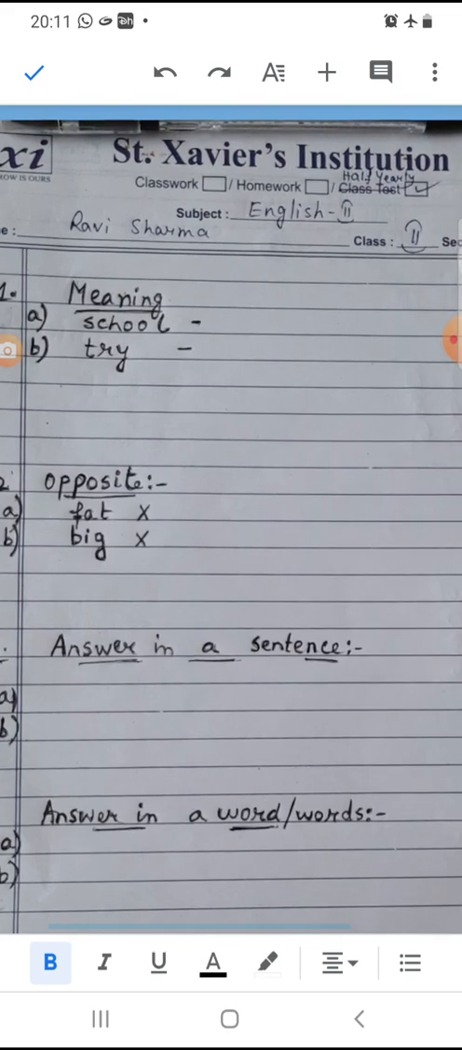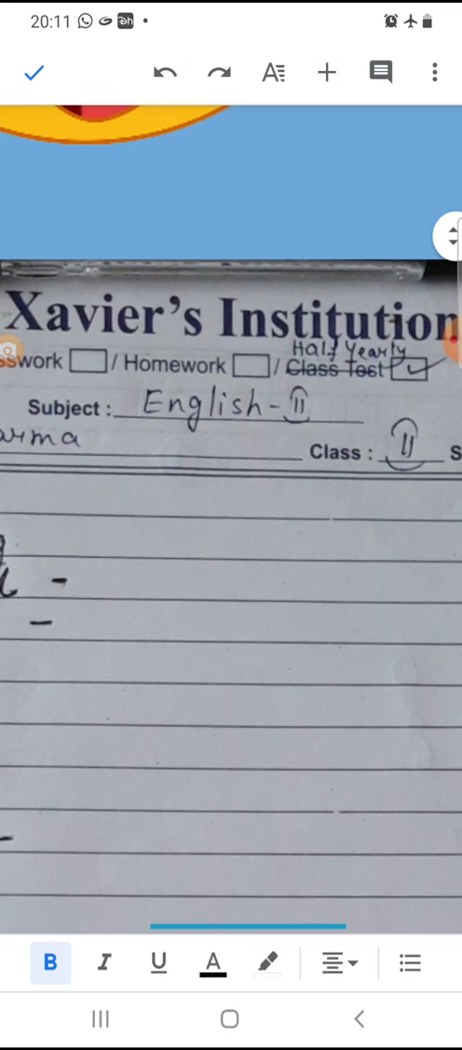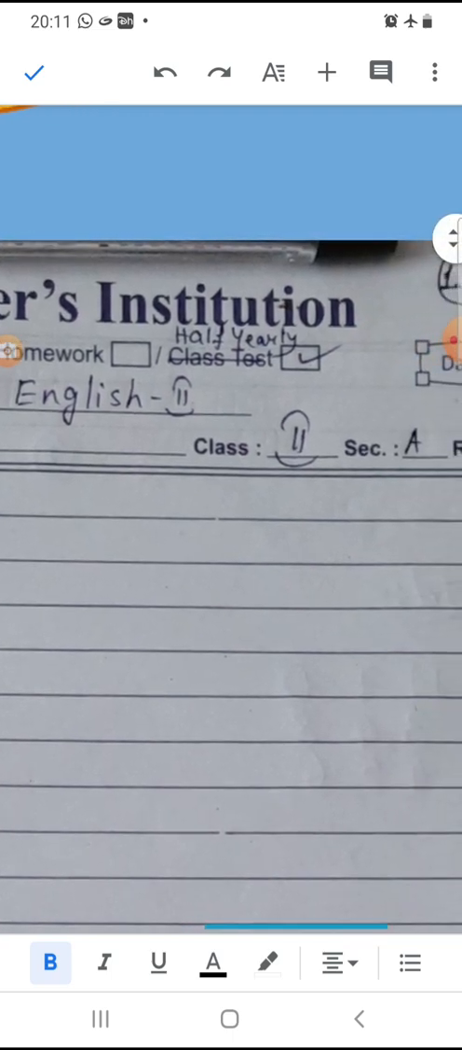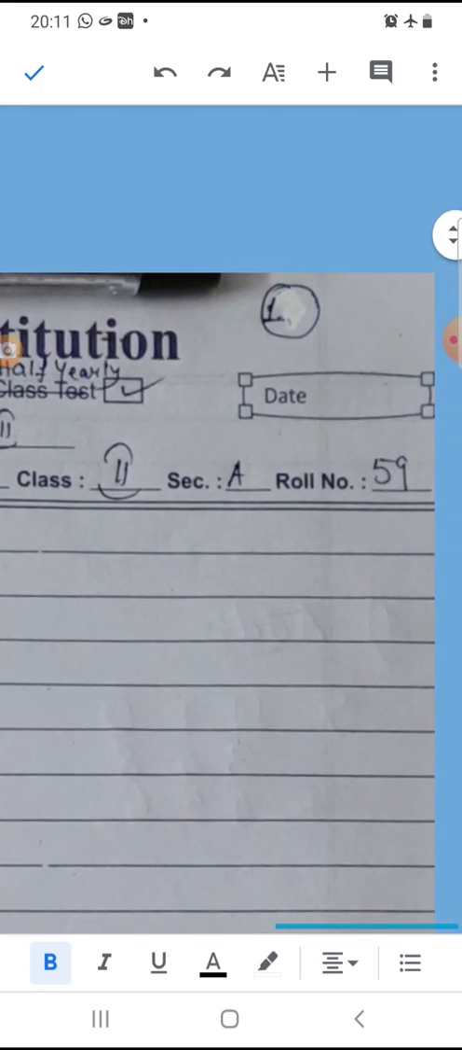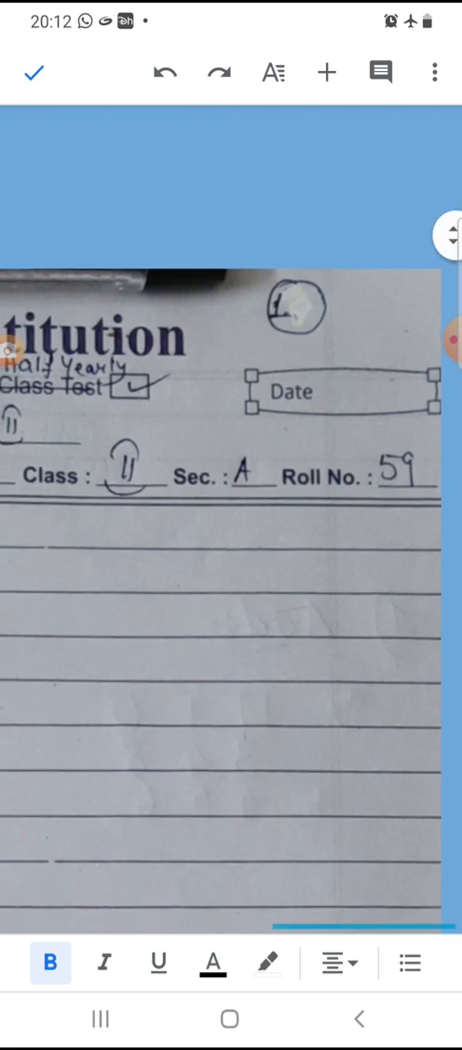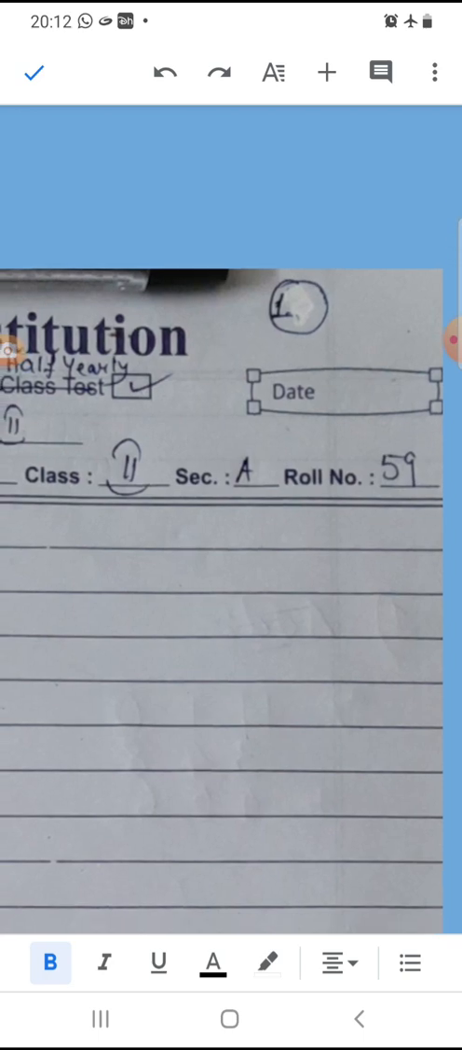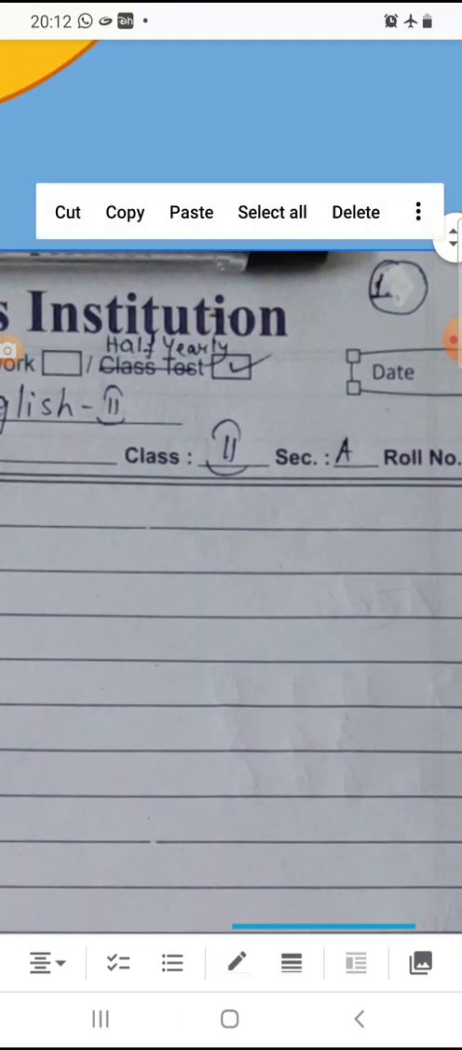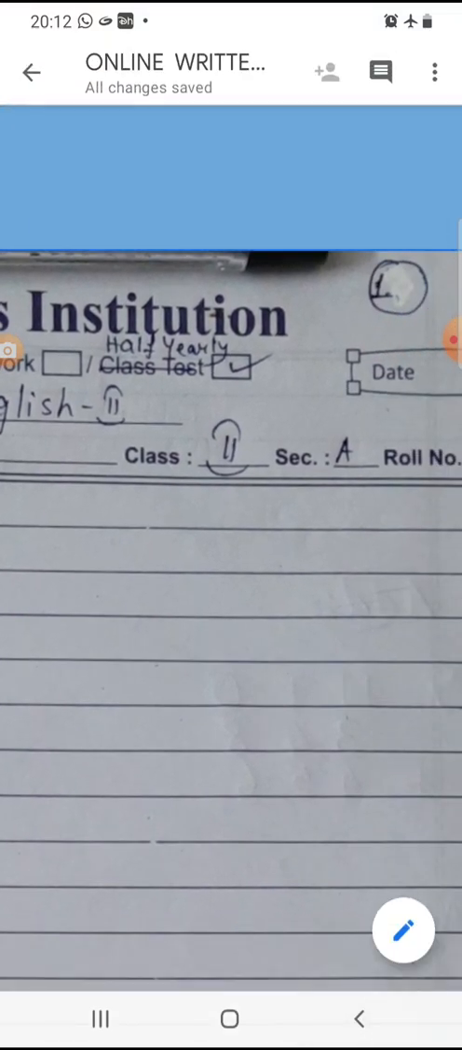And then you please cancel class test and write half yearly on top and put a tick mark. After writing this half yearly, you please write the date on which you are taking your examination. And the page number should be written on top of the date. After you finish writing half yearly and the date and the page number, mentioning page number is very, very important.